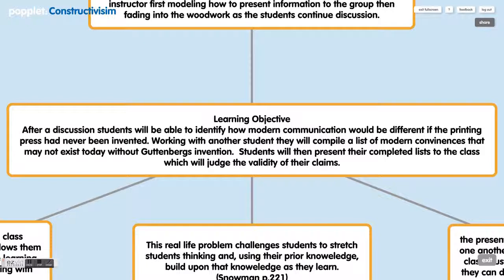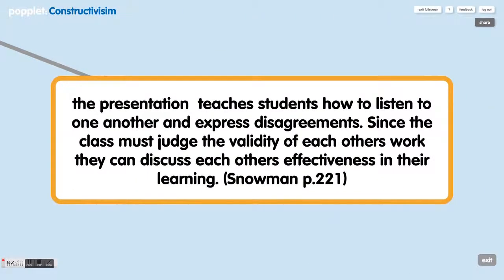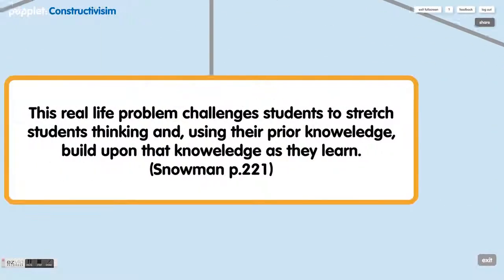We will use constructivist ideas in 3 ways to assess learning. The first being the presentation that teaches students to listen to one another and express disagreements. Since the class must judge the validity of each other's work, they can discuss each other's effectiveness in their own learning. They can compare learning and build upon previous knowledge.